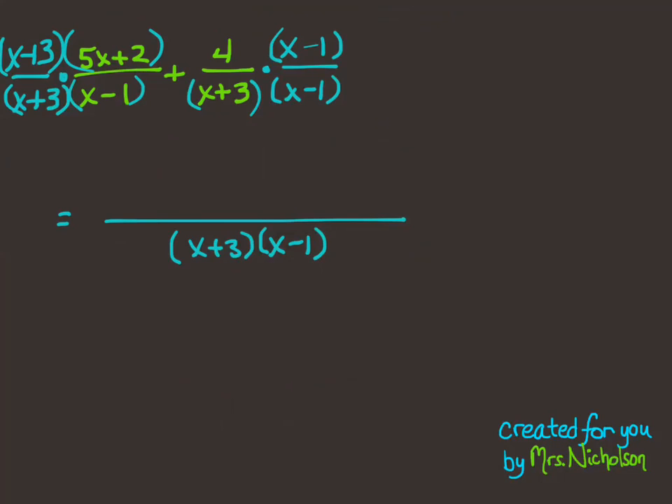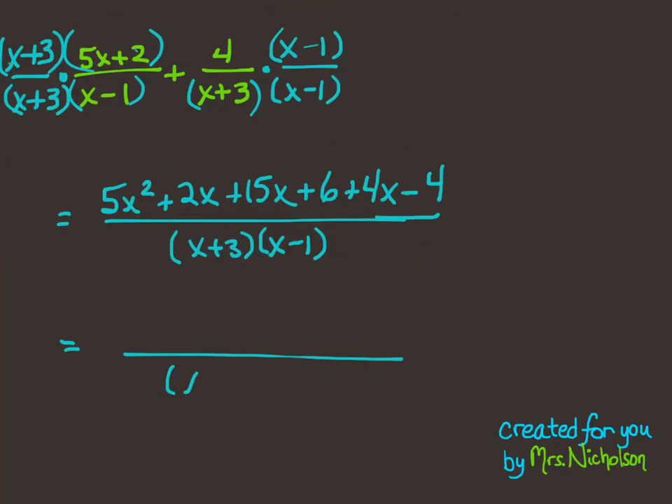And in the numerator, we're going to multiply this out. X times 5x, 5x squared. X times 2 is plus 2x. And now I'm on to the 3. 3 times 5x would be 15x. And 3 times 2 is 6. Moving over to the fraction on the right, 4 times x would be 4x, and 4 times minus 1, or negative 1, would be minus 4. So we have everything multiplied out.